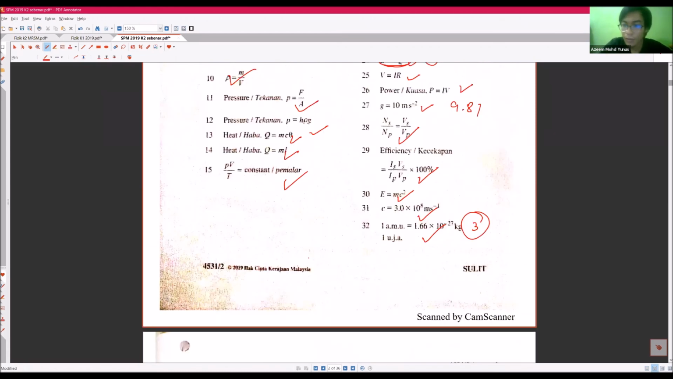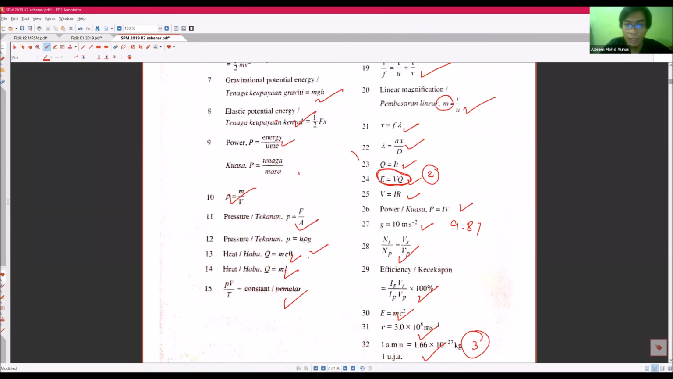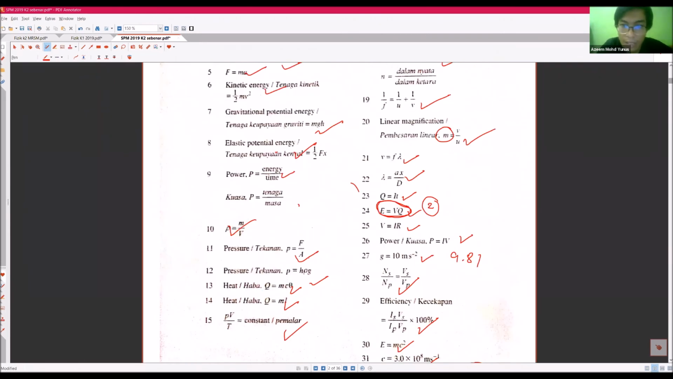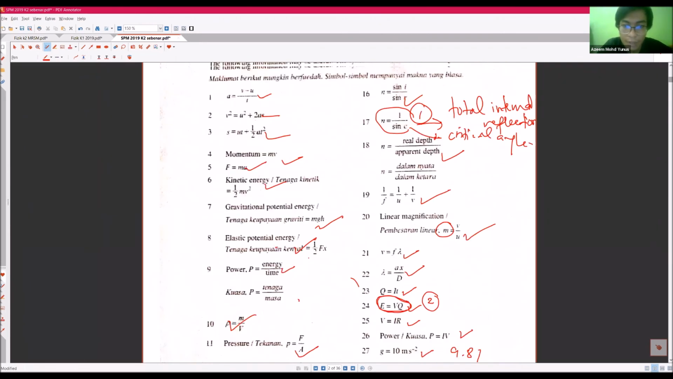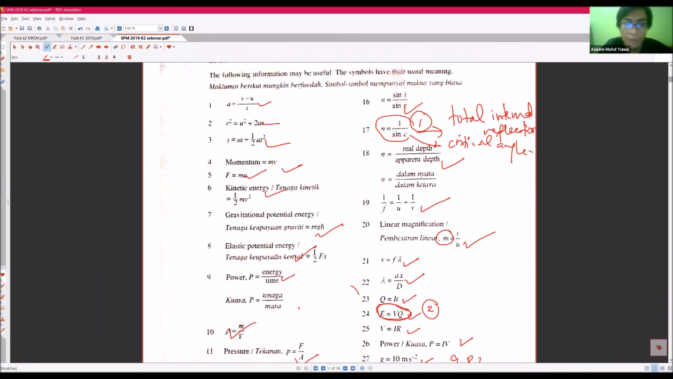Okay, I think that's all for today. Hopefully you realize some of the details in the formula list, some formulas that you need to memorize and other formulas that you need to study and know will be given in the SPM.